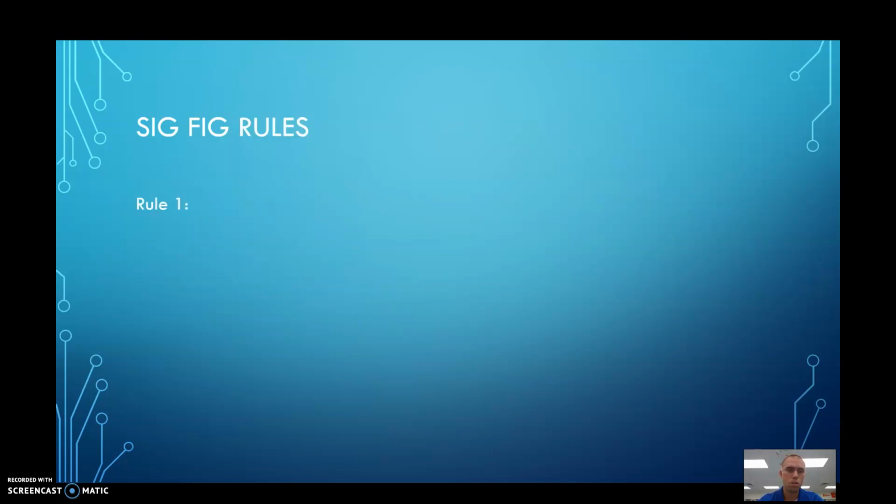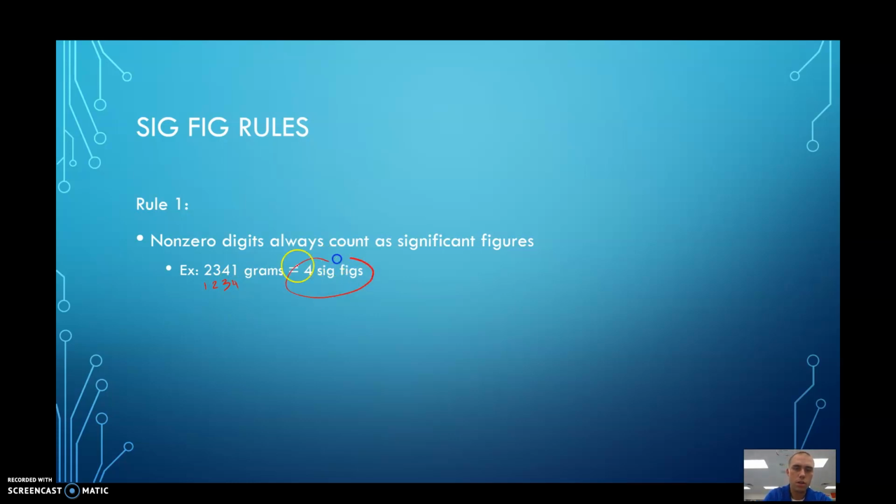Our sig fig rules. Rule number 1 is that non-zero digits always count as significant. Okay, so we are always going to count. If a number is not 0, it counts as significant. So the number 2,341 grams. There are 4 digits in this number, and all 4 of them are significant. Okay, so there's 1 digit, there's 2, there's 3, there's 4 separate digits, and all of them are significant.